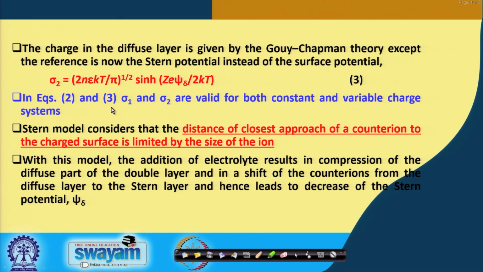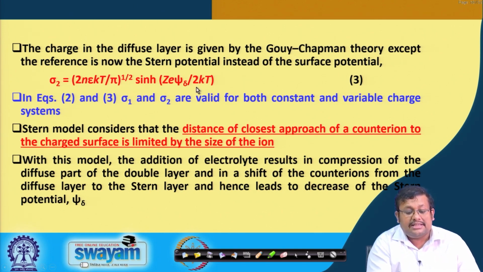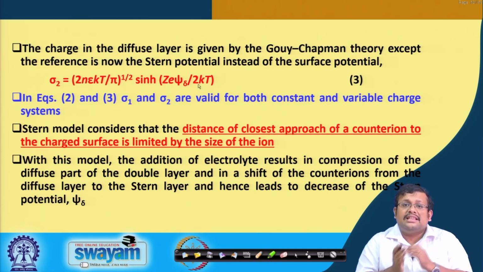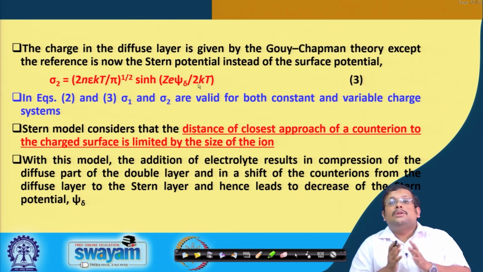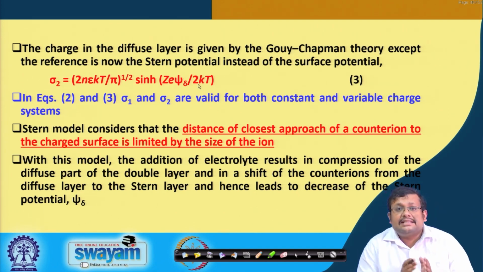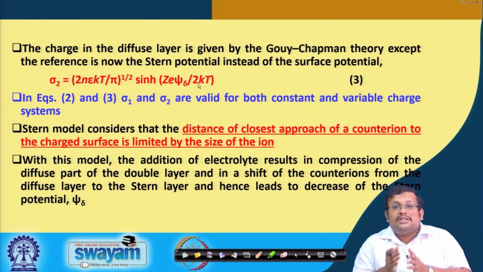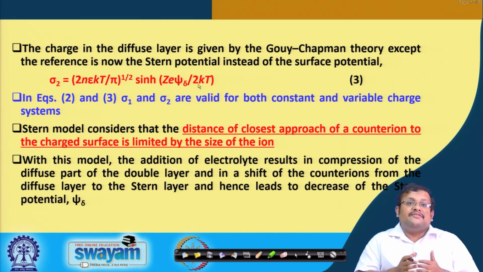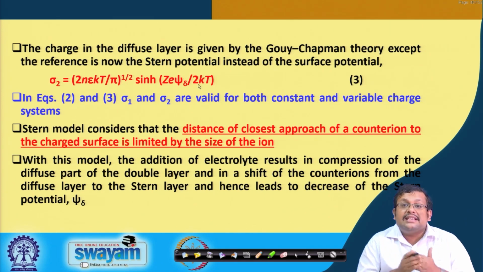Using the Gouy-Chapman theory in the diffuse layer, this charge can be expressed using this equation. So, equations 2 and 3, denoting sigma 1 and sigma 2, are valid for both variable charge surface as well as constant charge surface. The Stern model considers that the distance of closest approach of a counter ion to the charged surface is limited by the size of the ions.